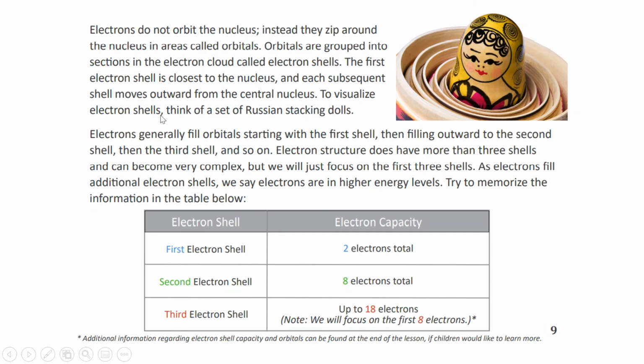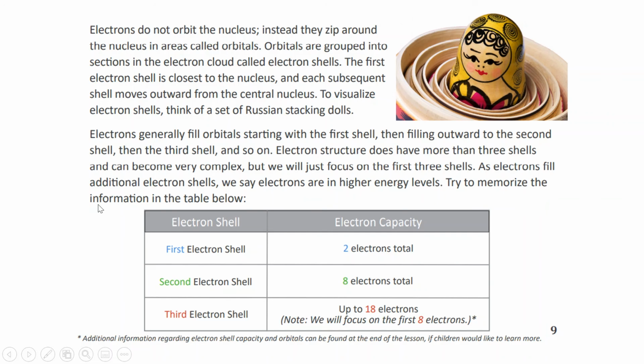To visualize electron shells, think of a set of Russian stacking dolls. Electrons generally fill orbitals starting with the first shell, then filling outward to the second shell, then the third shell, and so on. Electron structure can have more than 3 shells and can become very complex, but we will just focus on the first 3 shells. As electrons fill additional electron shells, we say electrons are in higher energy levels.